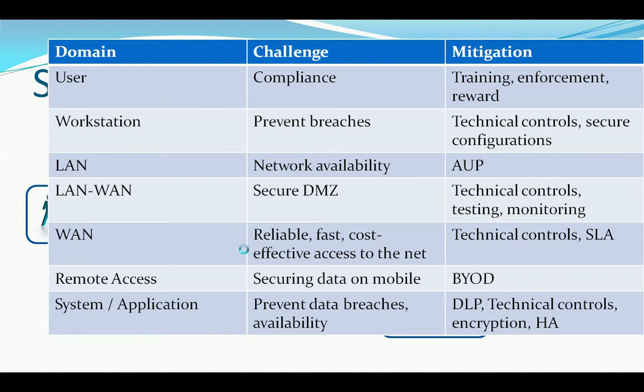So we can talk in our policies about requiring high availability for certain levels of applications or for certain service level agreements with our internal customers. So those are some of the ways we can mitigate those challenges. And again, that's to protect you from failure of those systems and applications.